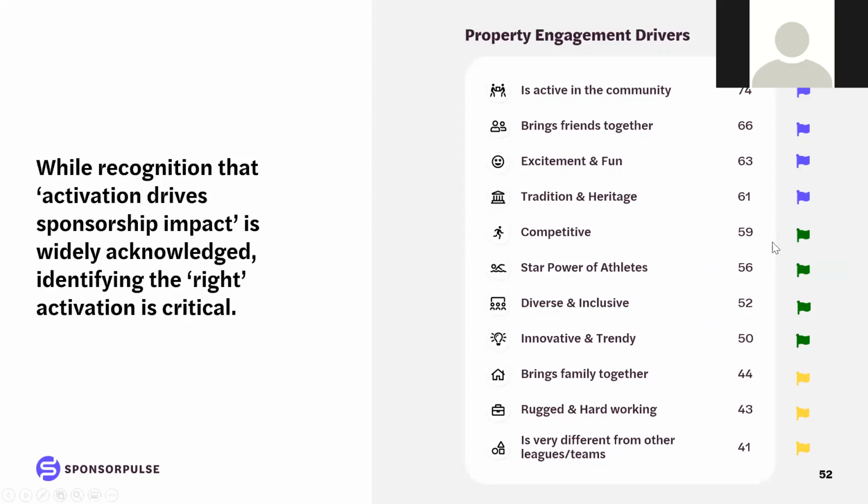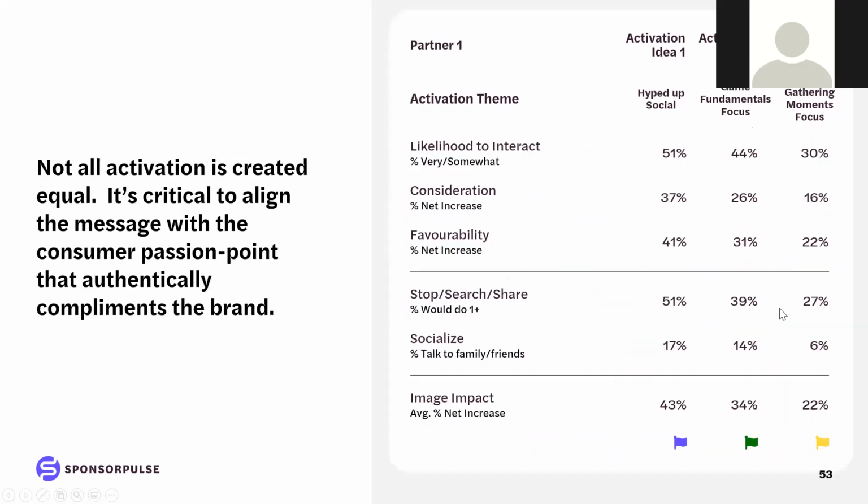And it was bringing friends together, partying, having fun, and the excitement and those types of things. Star power, innovation, familyness, those types of things were at the bottom of the list. So you can actually test ideas to see which is going to resonate. And we tested 3 ideas along those same lines. One was about hyped up and social, one was the game fundamentals, and one was family gathering moments. And the one that did best is the one that delivered on the consumer passion point.